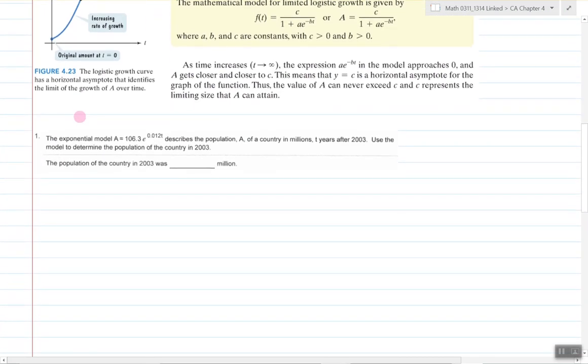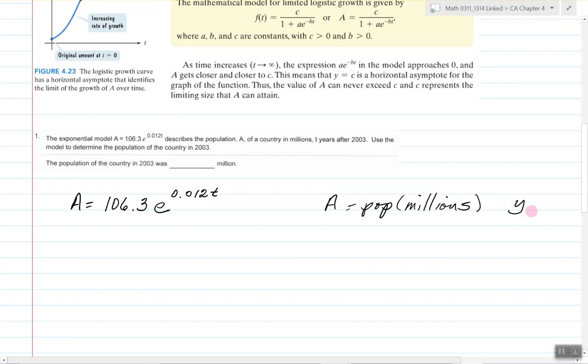Let's look at our first one, and I will be using the grapher. The first one says an exponential model describes population. A is equal to 106.3 e to the 0.012 t, where A is the population in millions. We will, in our grapher, change this to letter Y. It also has t is years after 2003, and we will change that in our graphing model to X.